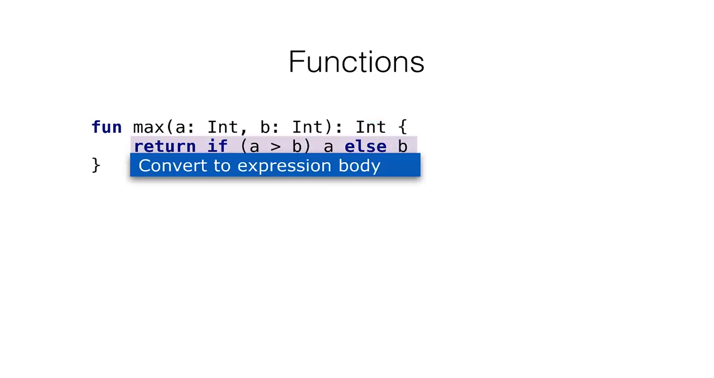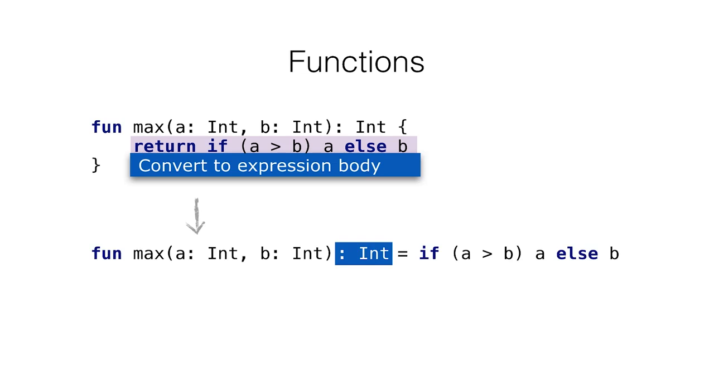If your function simply returns one expression, you can use an alternative syntax, so-called function with expression body. An IDE like IntelliJ IDEA or Android Studio can automatically convert from one form to another. The expression that the function returns goes after the equals sign.